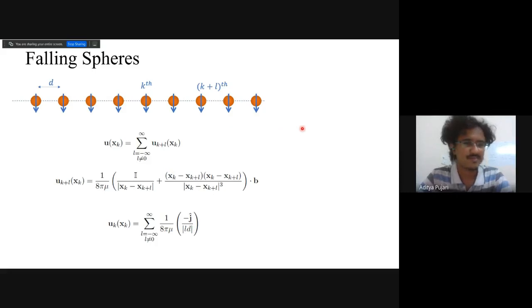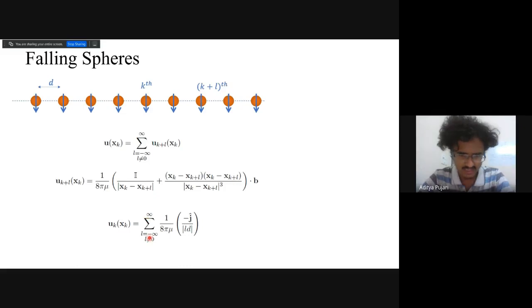So these are the falling spheres. The velocity at the kth position is essentially adding all the velocities induced by each of the k plus lth spheres at this position. That's essentially what this equation says here. And I do it for all the infinite spheres, except for the sphere itself, so l isn't equal to 0. So this is the very nice case where all of them are just falling without any perturbations.